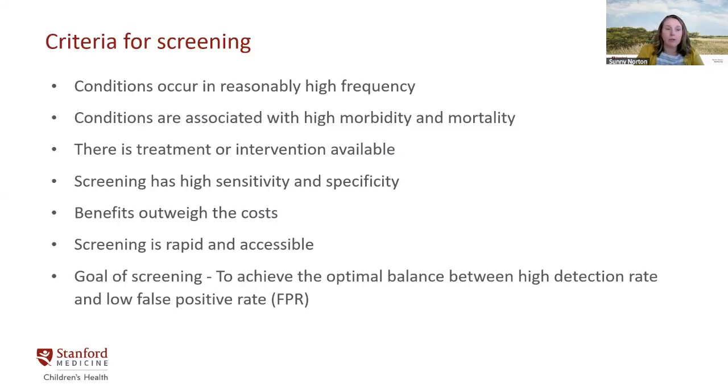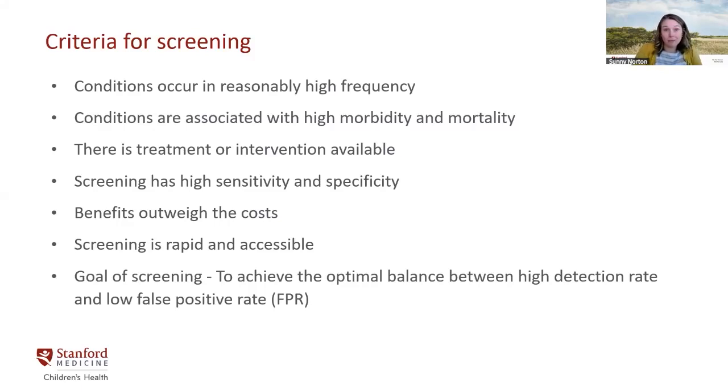We often include conditions that have treatment or intervention available, and this might include prenatal therapies, but it might also just include prenatal choices, options to continue pregnancy, not continue a pregnancy, or other types of interventions. Screening needs to have a relatively high sensitivity and specificity. And the benefits of screening should outweigh the cost of screening. So really, really expensive tests are not going to be feasible.